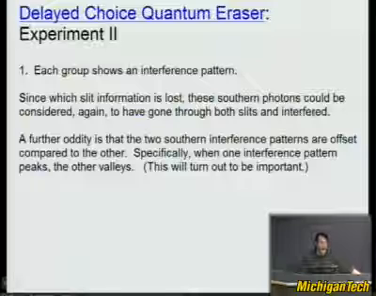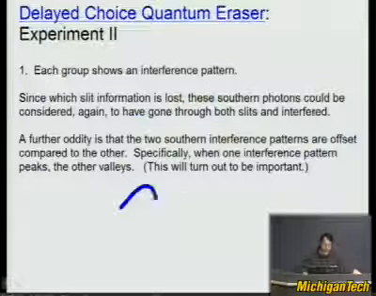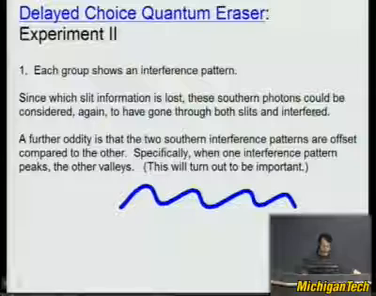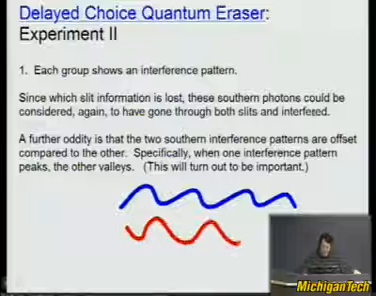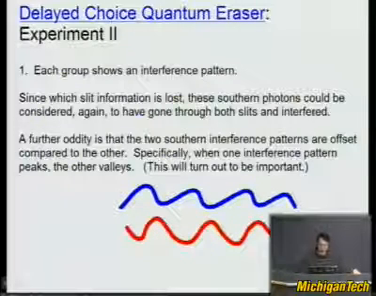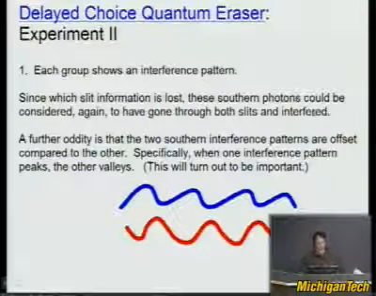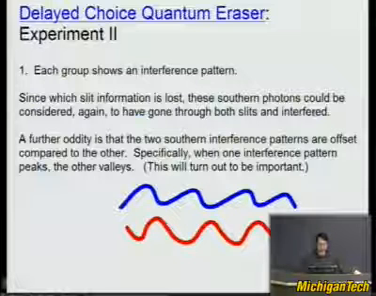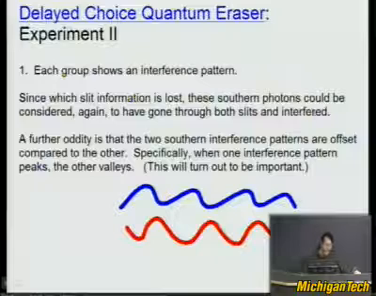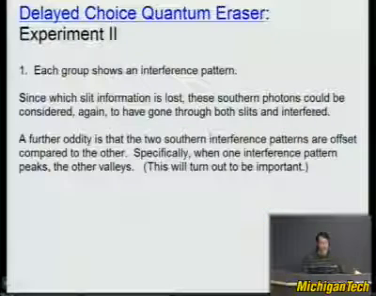Here's the really odd thing, though. One of the interference patterns is like this, and the other one is like this. It's down, up, down, always the opposite. So when one interference pattern has peaks, the other interference pattern has valleys, and that will turn out to be important. Still with me? You can stop and go through it again.